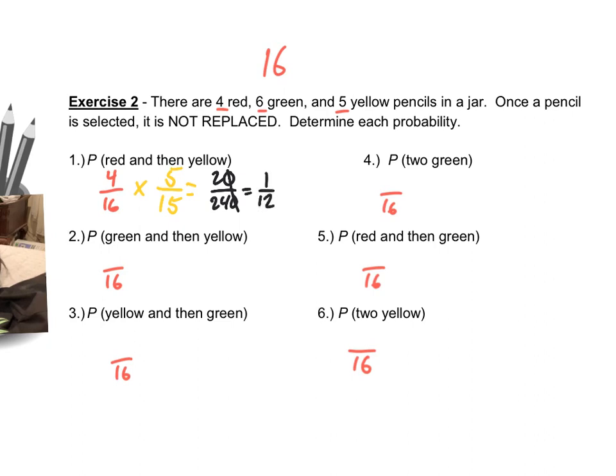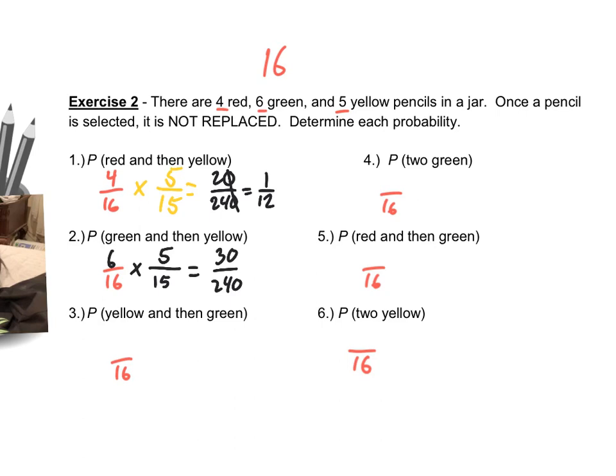Now, for number 2, I want to find the probability of getting a green and then a yellow. Keep in mind, I'm not putting these back in. There are 6 greens, so I've got my 6 greens out of 16 times, now I want to get another yellow. Well, there are still 5 yellows, but there are only 15 pencils left. So now I'm going to take these, multiply straight across, and I get 30 out of 240. Again, that one's actually pretty easy to simplify, but I'm not going to bother right now.